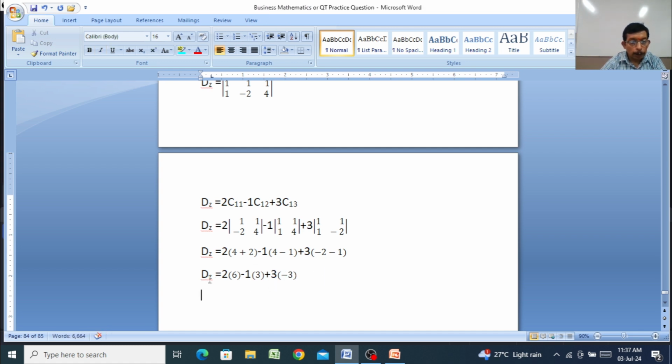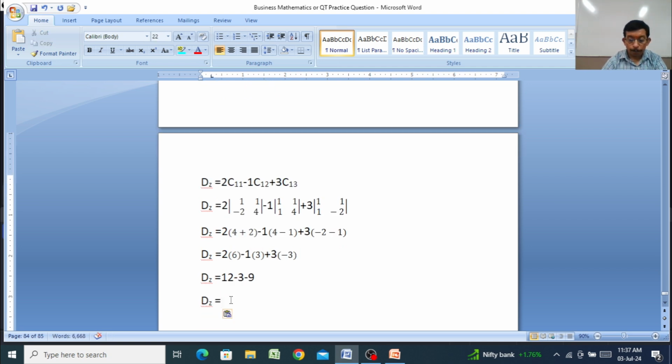Now simplify, dz is equal to minus 12, 2 plus 6, 12, minus 3, 6 is a 9, minus 9. The value minus 12 plus 12 is 0, dz is equal to 0. The value of dz is equal to 0.